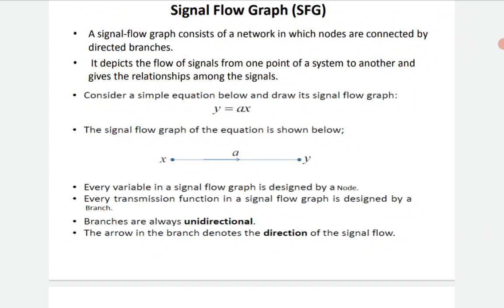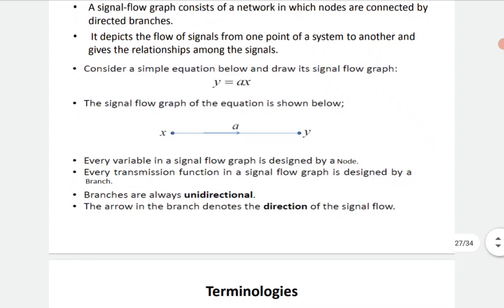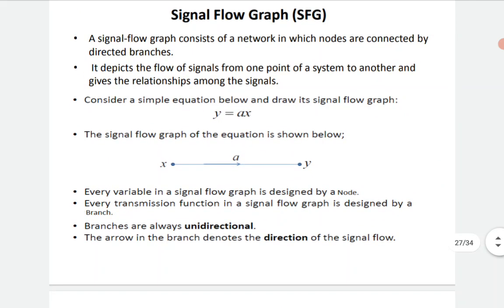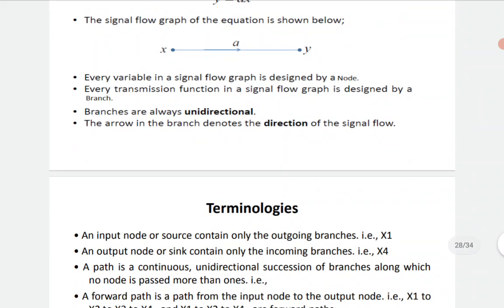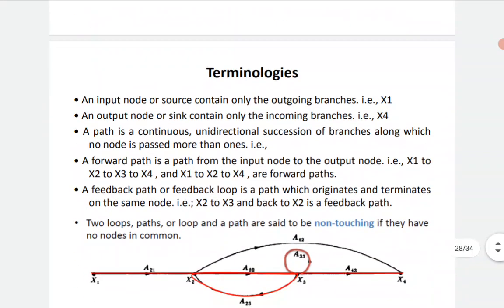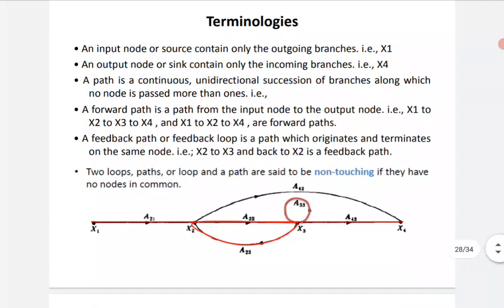So here every variable in an SFG is designated by a node. Every transmission function, that is a in this scenario, is designated in a signal flow graph by a branch. Branches are always unidirectional. The arrow in the branch denotes the direction of the signal flow. Terminologies: an input node or source contains only outgoing branches. If I look at the diagram below, that is x1. Yes, x1 is known as the divergent node or the input node or the source node.